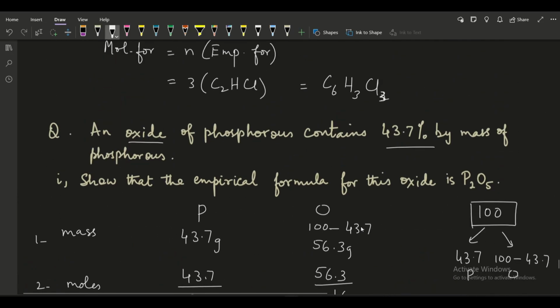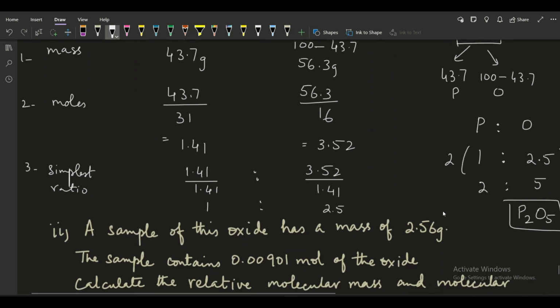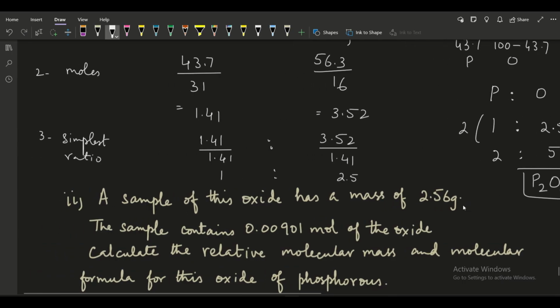Clear? So it was given in the question to show that the empirical formula for this oxide is P2O5. So you have proved that the formula for this oxide of phosphorus is P2O5. Now let's see the next part of this question.